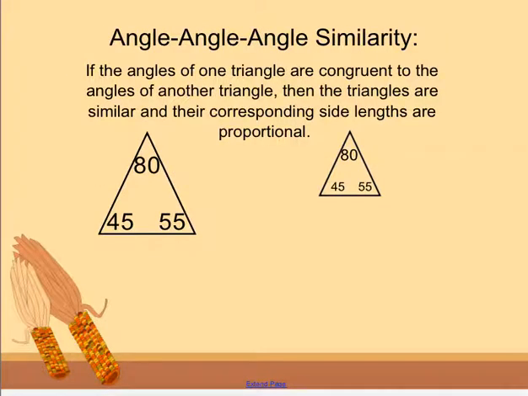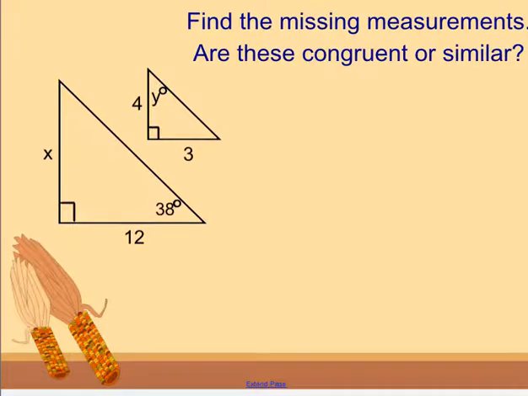The other way is angle similarity. They kind of go hand in hand, but they might be easier to find in certain triangles than others. If the angles of one triangle are congruent to the angles of another triangle, then the triangles are similar and their corresponding side lengths are proportional. So if we have the same angles, 80, 80, 45, 45, 55, 55, then we have similar triangles and their side lengths will be proportional.